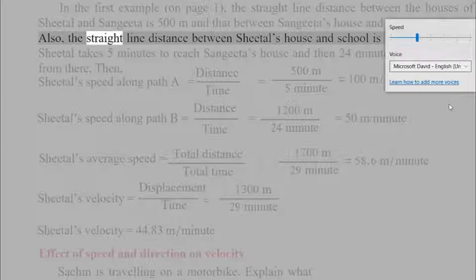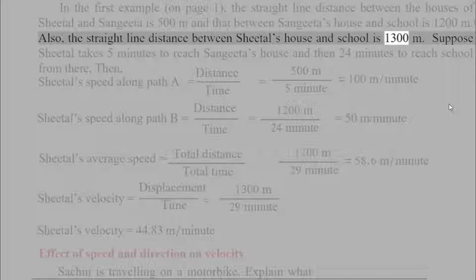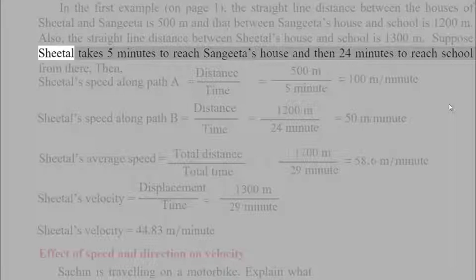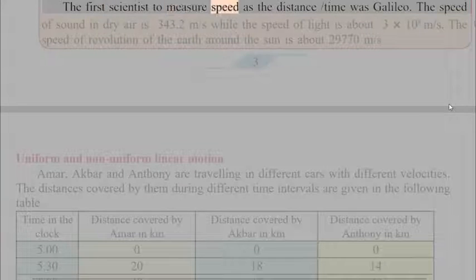Also, the straight line distance between Sheetal's house and school is 1300 m. Suppose Sheetal takes 5 minutes to reach Sangeeta's house and then 24 minutes to reach school from there. The first scientist to measure speed as distance/time was Galileo.